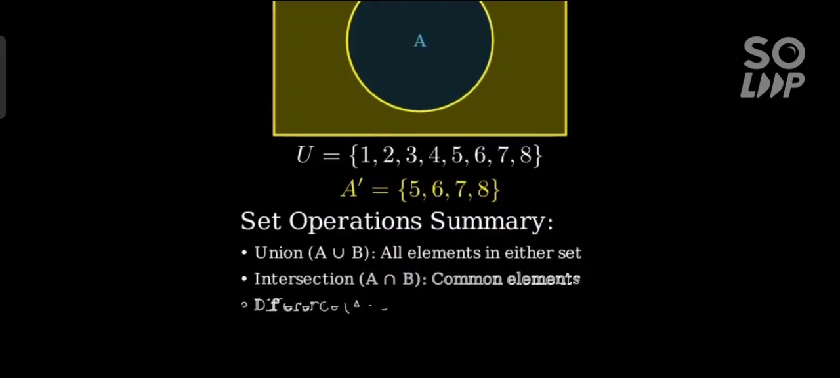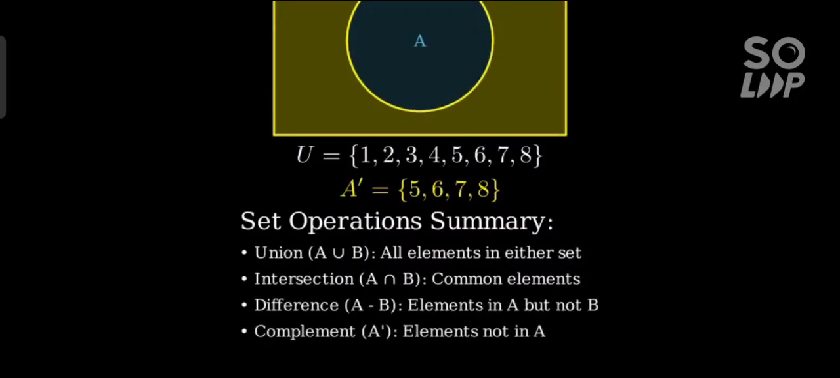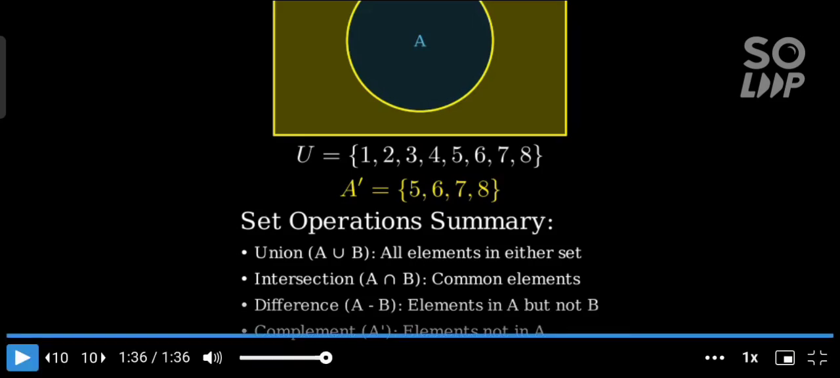And those are the main operations we can perform on sets. Remember, union combines all elements, intersection keeps common elements, difference shows what's unique to one set, and complement shows what's not in the set.